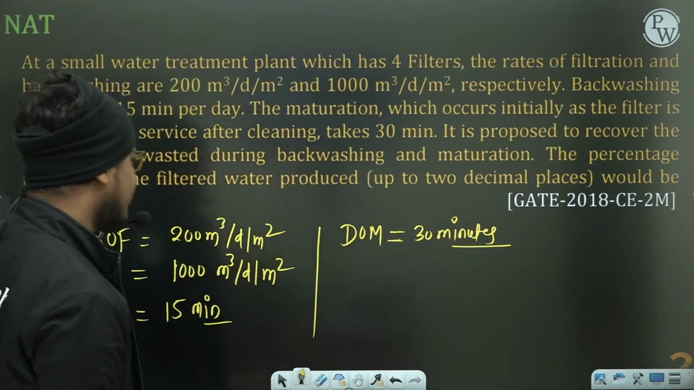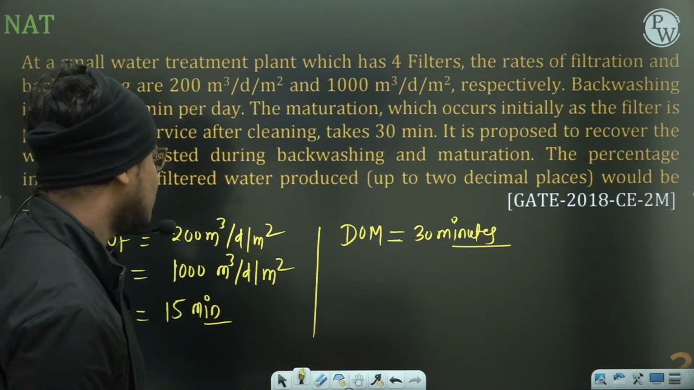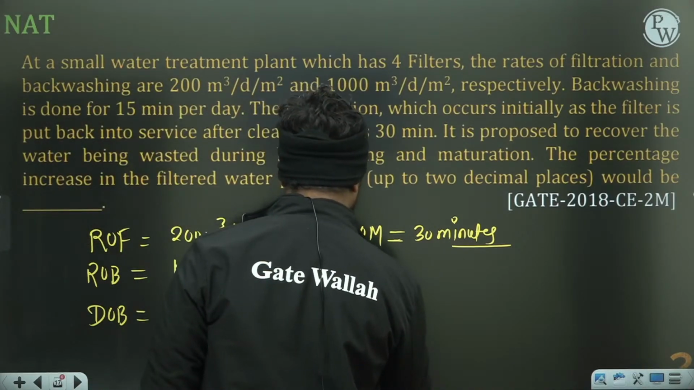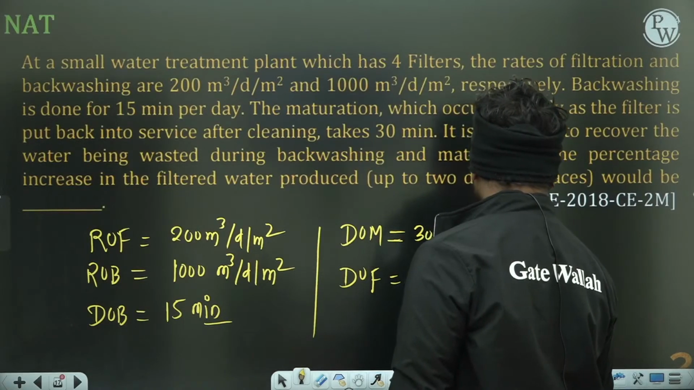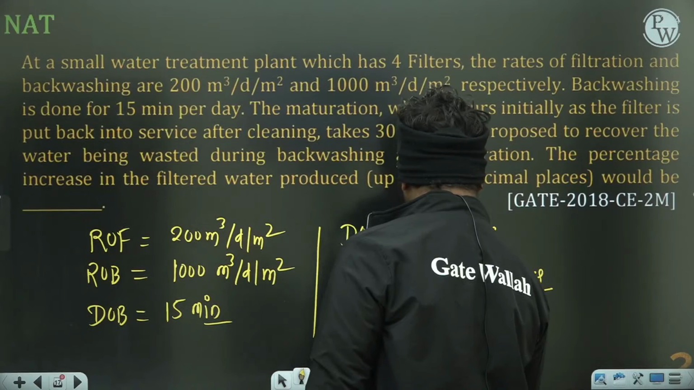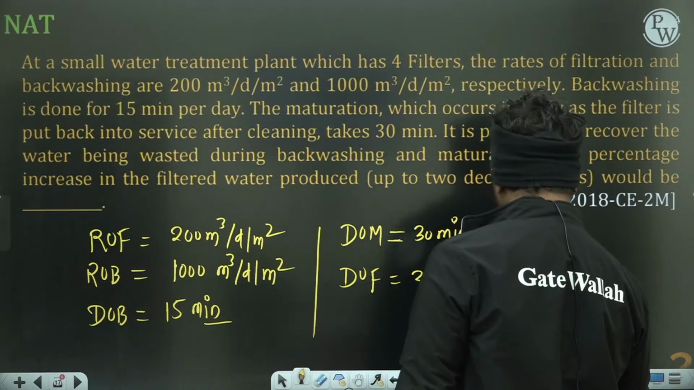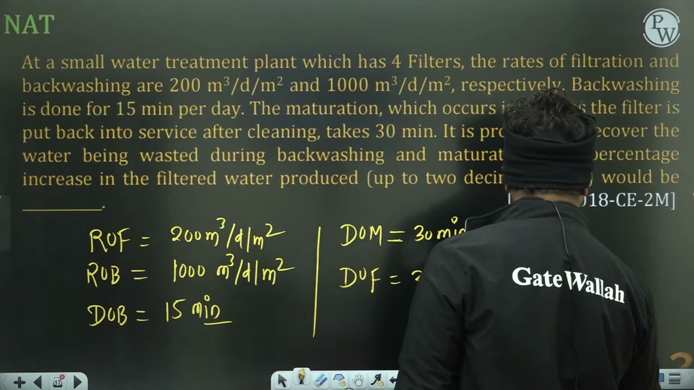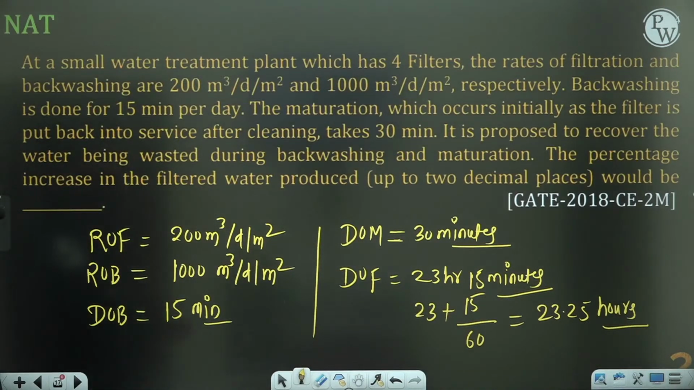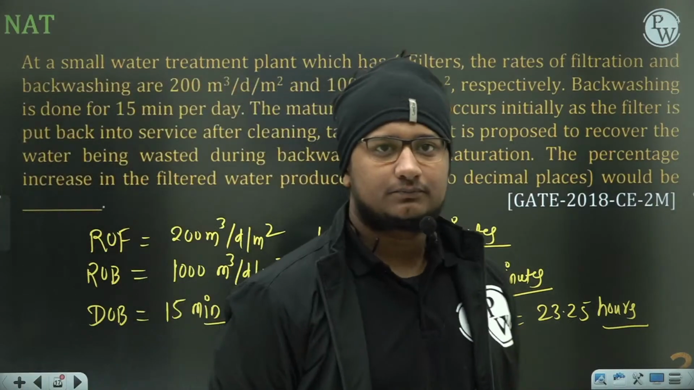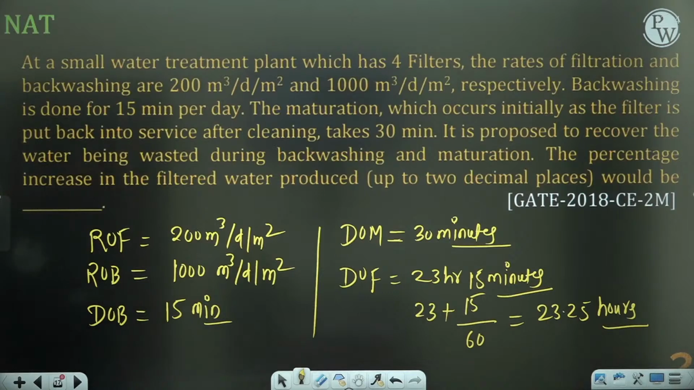Okay. So first we'll calculate each and everything. So let us say out of 24 hours, 15 minutes is going for the backwashing and 30 minutes is going for the maturation. So remaining time for duration of filtration will be what? 23 hour 15 minute. Okay. So that I am changing as 23 hour. Sorry. 15 divided by 60, it will be 1 by 4, 23.25 hours. Is that clear? So now we have duration of filtration also with us. Let's calculate the first part.